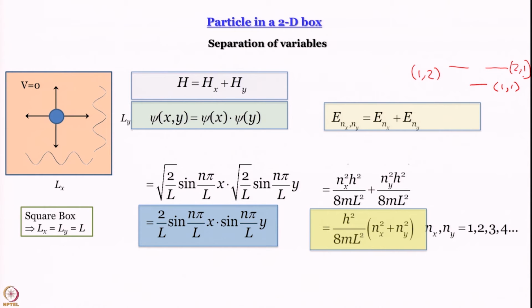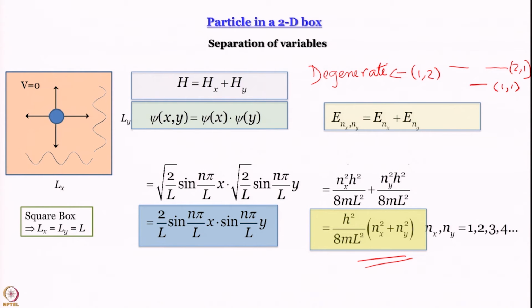Do they have different energies? Look at the energy expression. How does it matter whether nx is 2 and ny is 1 or the other way around? It does not matter, right. So, for the first time we encounter degenerate states. Degenerate states are those that have the same energy. For the first time in our discussion in this course, we come across degenerate states.